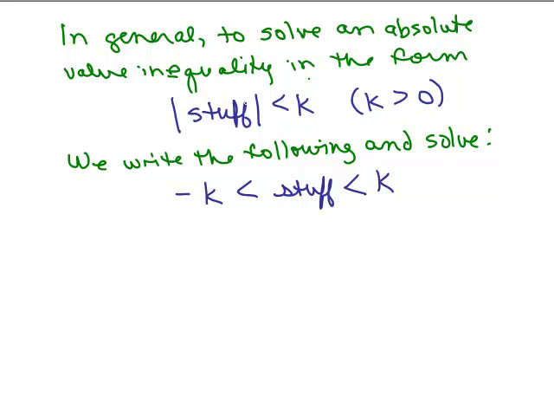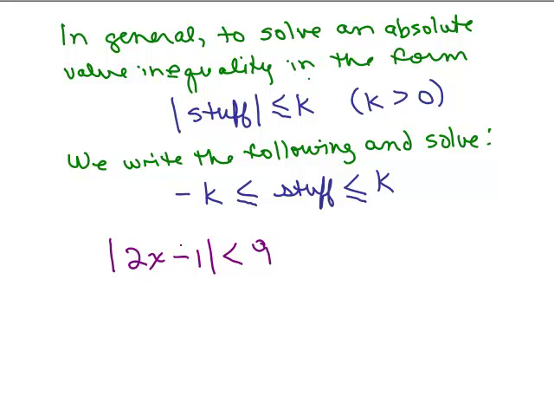To get rid of that absolute value and solve, we would take the stuff, whatever it is, out of the absolute value sign, and we'd say negative k is less than stuff is less than k. Now, if it was less than or equal, then everything would just be less than or equal, etc. So how would we do a problem like this? What if I had the absolute value of 2x minus 1 is less than 9 using this idea?